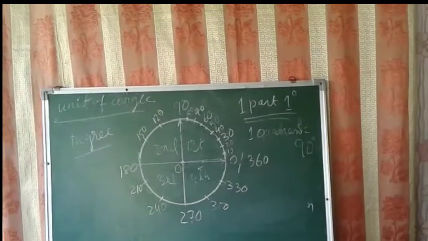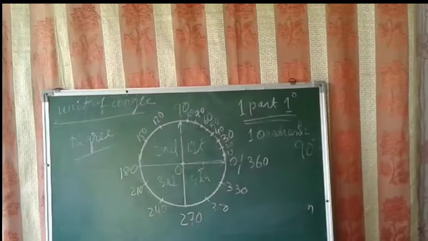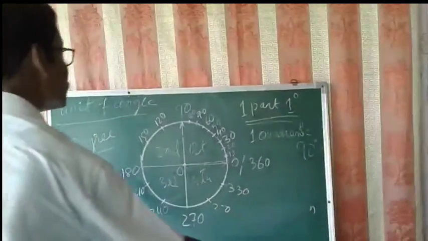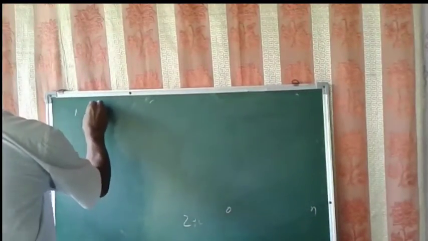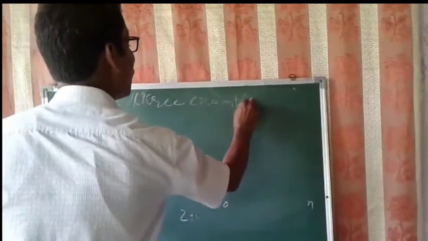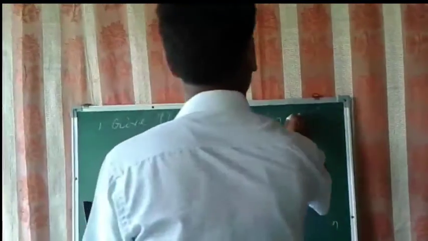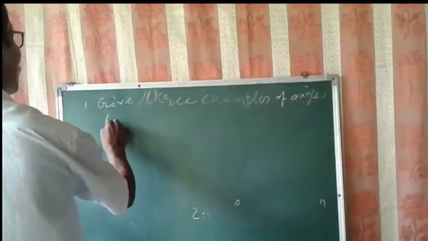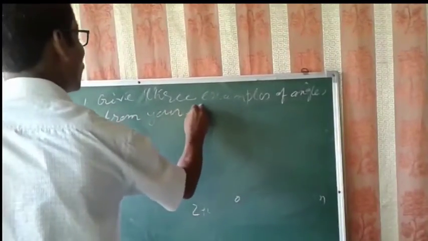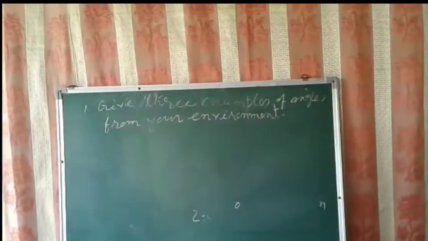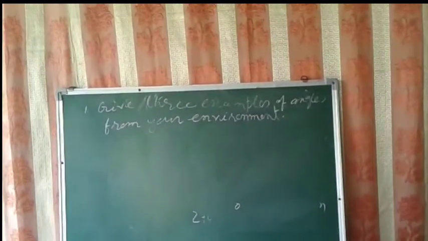So let us practice through exercise. Now the first question is: give three examples of angles from your environment.